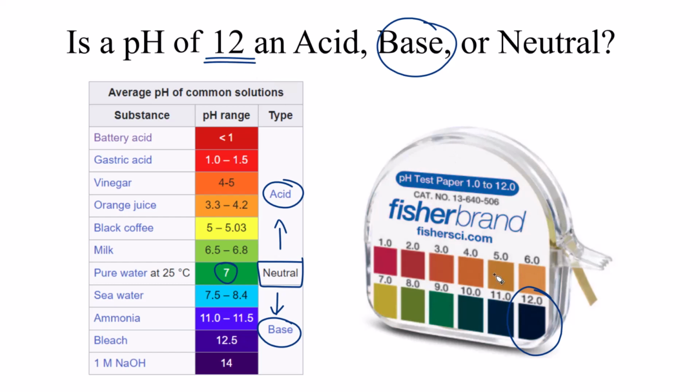There are also more sophisticated instruments you can use to figure out pH pretty exactly, like 12.01. But for our purposes, if the pH is 12, we have a basic solution.